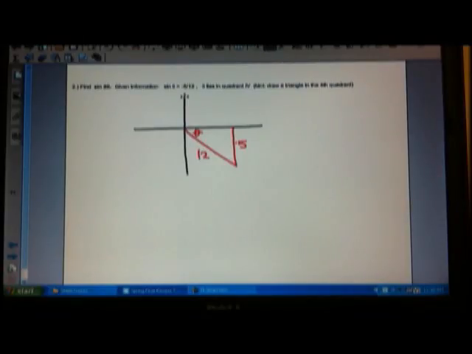Pythagorean theorem tells us that this value up here is going to be the square root of 144 minus 25. So that's radical 119.